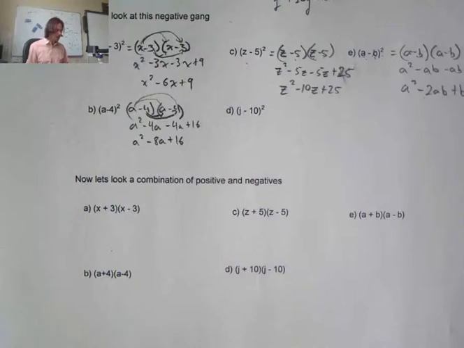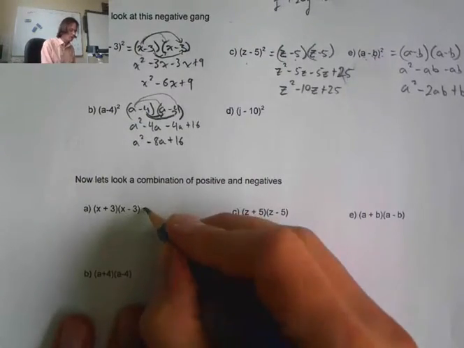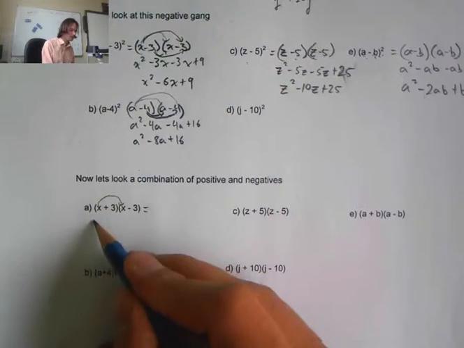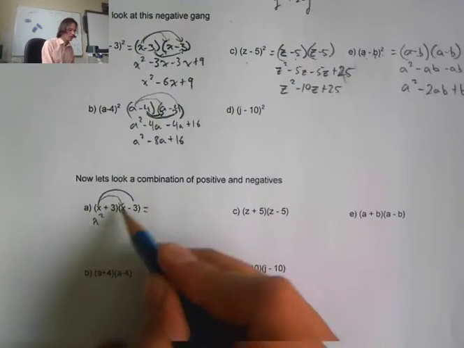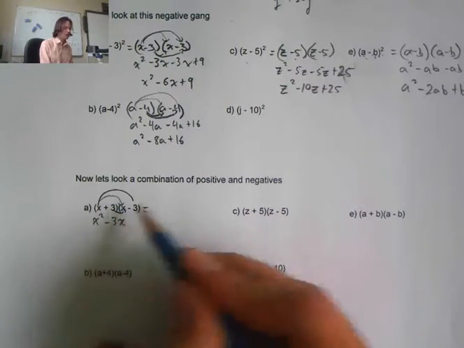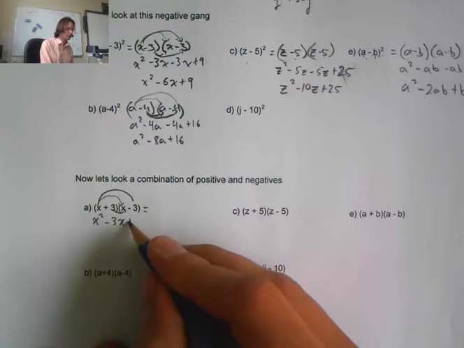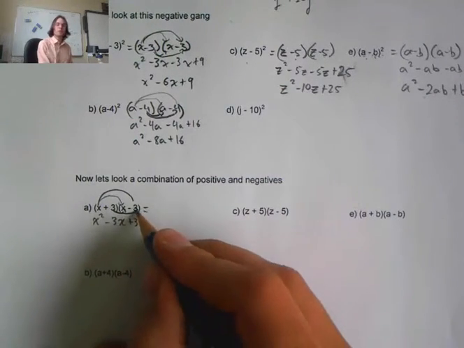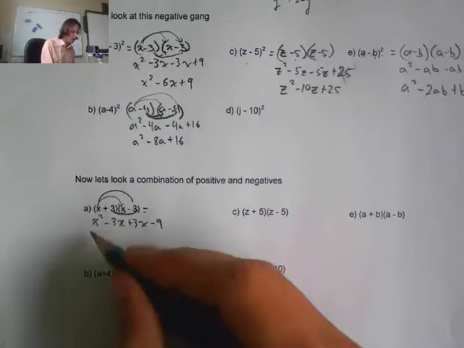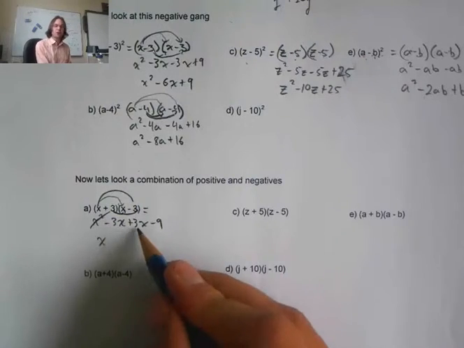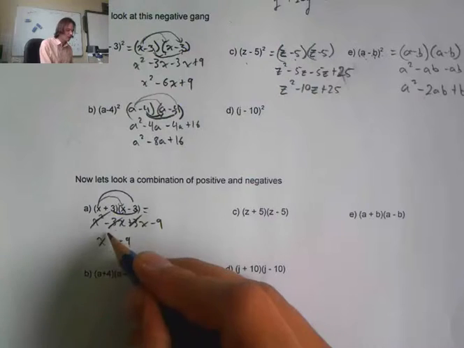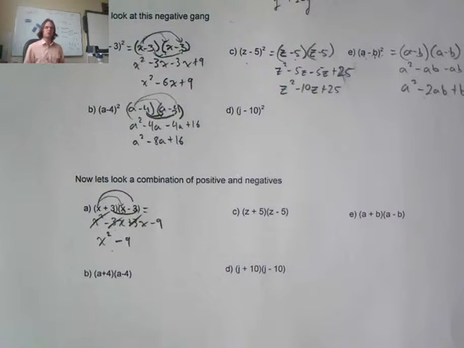All right. Now, let's take a look at this mixed group where we have negatives and positives. So I have a sum and a difference. The first one here is already expanded, so I'm just going to go x multiplied by x gives me x squared. X multiplied by negative 3 gives me negative 3x. Then 3 multiplied by x gives me plus 3x. Then 3 multiplied by negative 3 will give me negative 9. Now combine like terms here. I have x squared. Negative 3 plus 3 gives me 0. And then I have negative 9 left over, minus 9. And that is my solution.